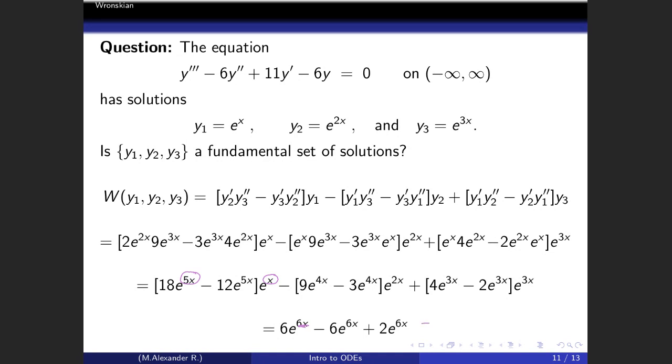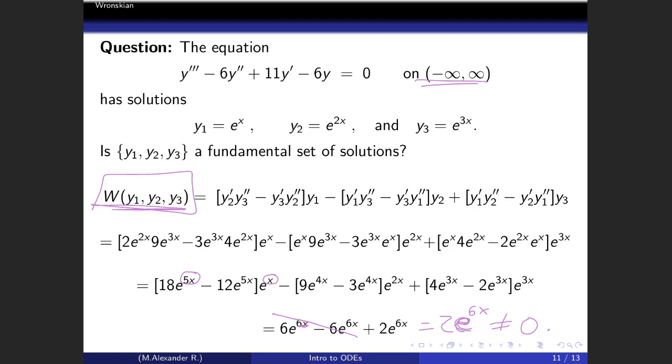But you can look from the formula here that the first two terms cancel out, and then you get 2e raised to the 6x. And then this will never be equal to 0 for any x. This is an exponential function, and it will never be equal to 0 for all x's. So it doesn't matter what the interval is, the Wronskian that we just calculated here is never equal to 0.